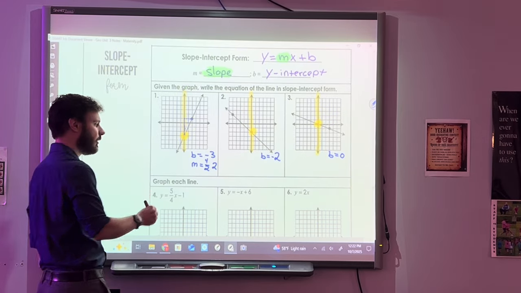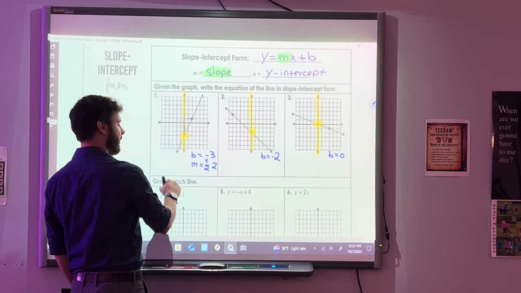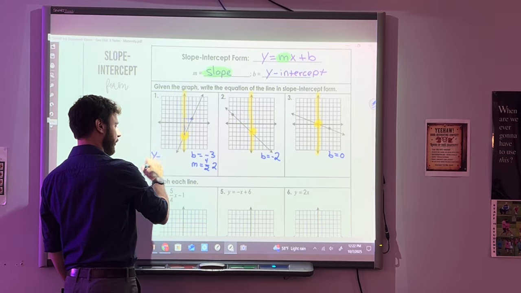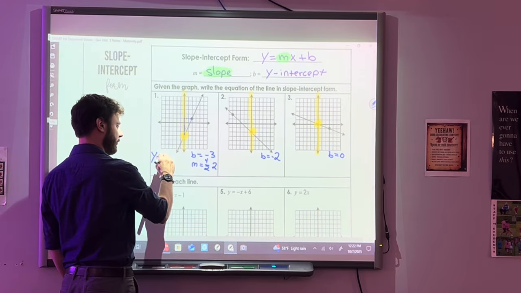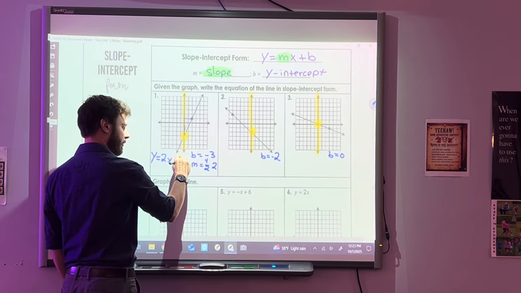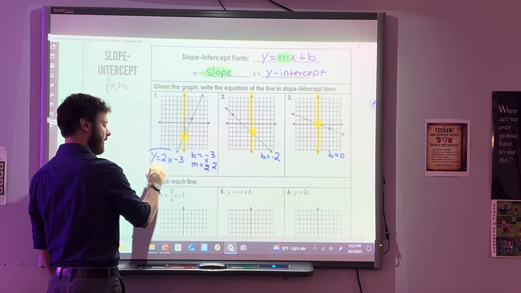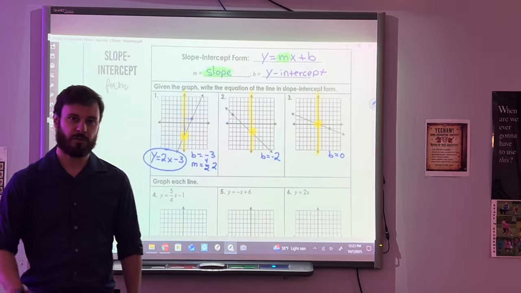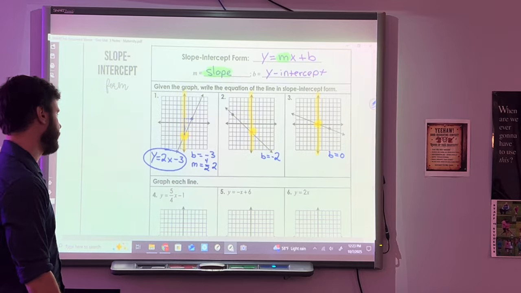So if I put it together, y equals mx plus b. Y equals m is the slope, 2, x plus b. Well, when you add a negative, the negative wins. So it's going to stay negative.